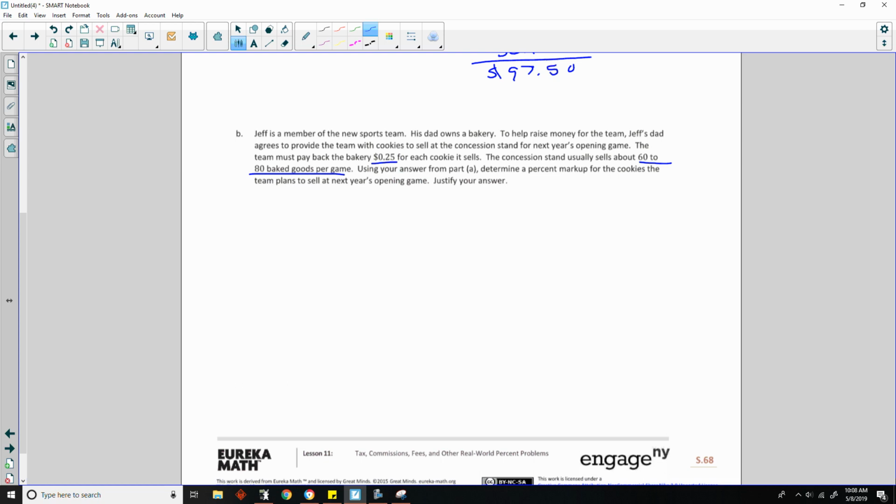Justify your answer. Okay, so we have a markup and we have a rate. So we want to know some quantity equals some percent times a whole. Same equation over and over and over. So I'm going to let W equal the original price.